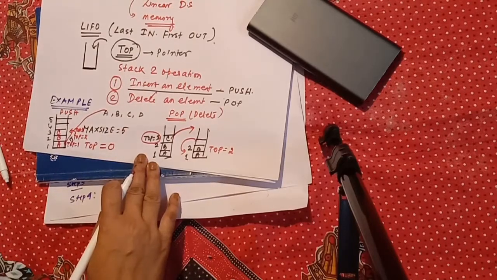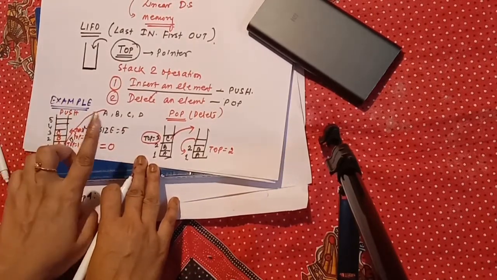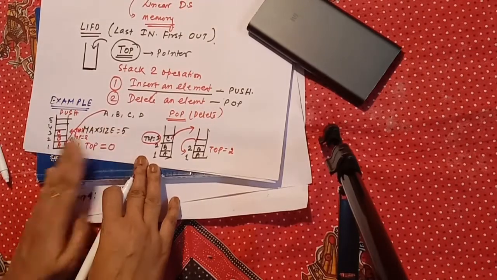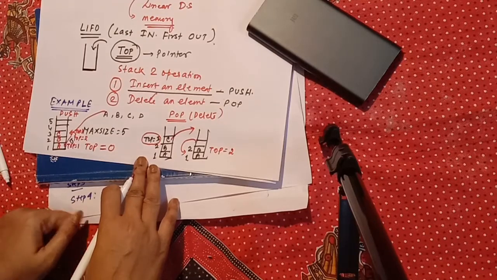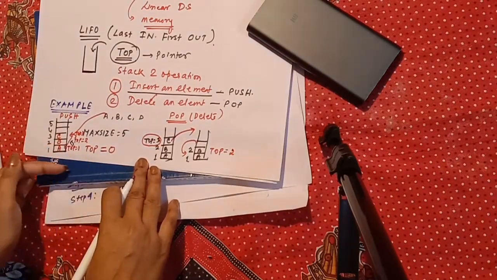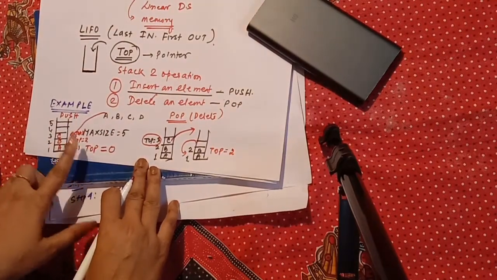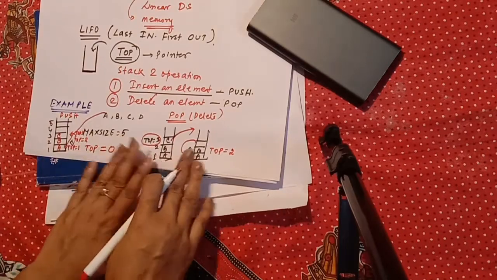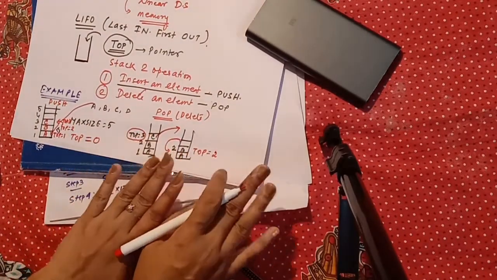In case of a push operation, the first thing we have to check is whether the stack is equal to max size or not. If it is equal to max size, we cannot insert any more elements in the stack. Then we will increase the value of top by 1, and then we will insert the element at stack of top. In case of a delete, we have to check whether the stack is empty or not.